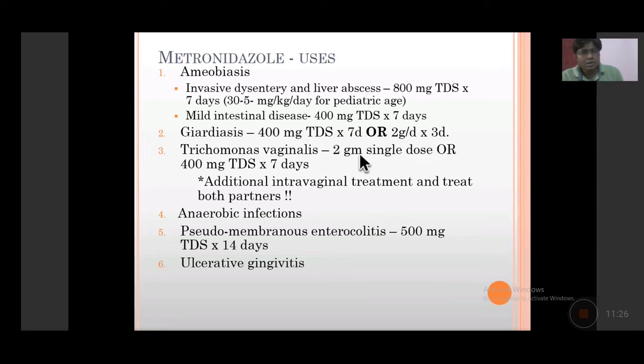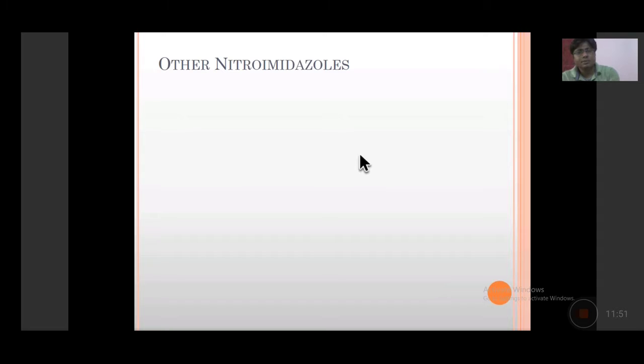Then in anaerobic infection, it is a drug of choice, and we already discussed the whole topic of treatment of anaerobic infections. In pseudomembranous enterocolitis, again, it is a drug of choice, and the second choice drug is vancomycin. So 500 mg thrice a day for 14 days is required because it is a very, very severe life-threatening condition. And apart from that, ulcerative gingivitis is also one of the indications, as you all know.